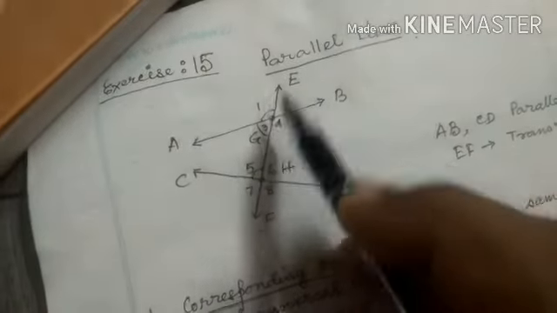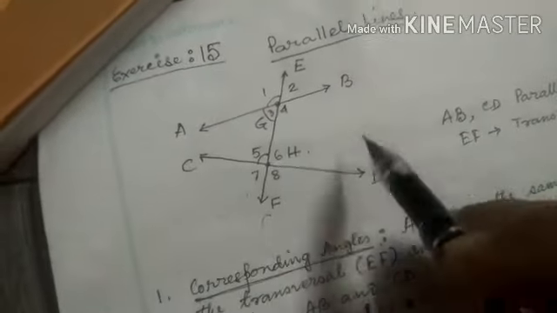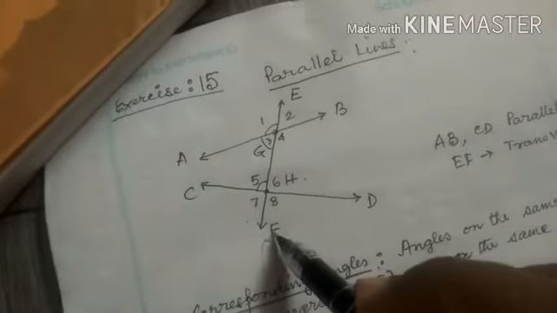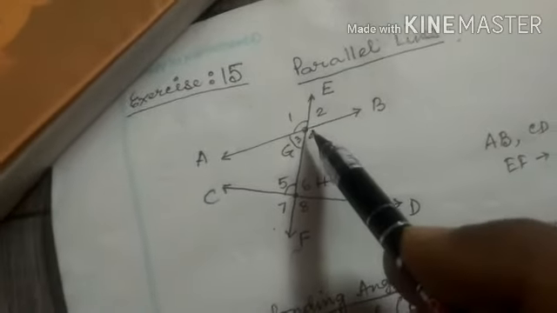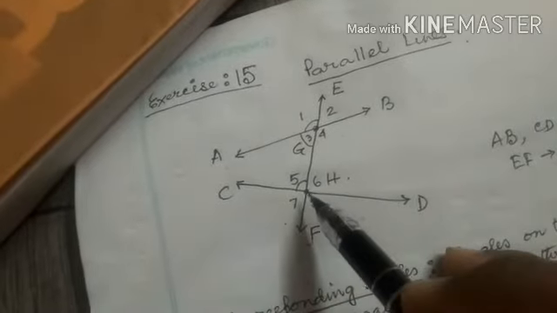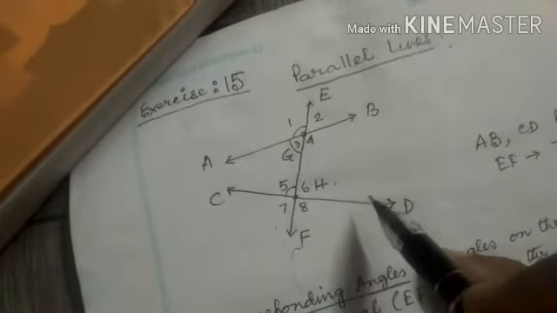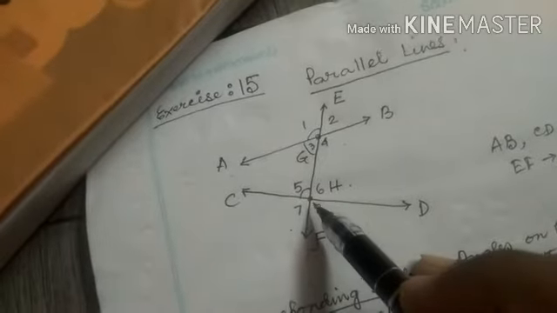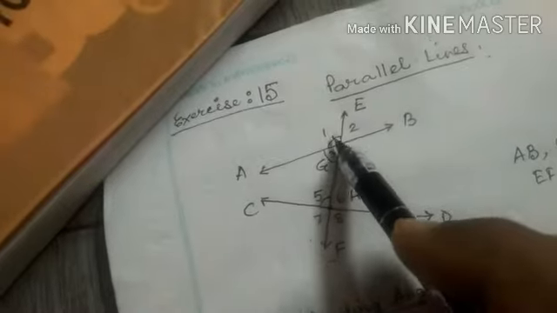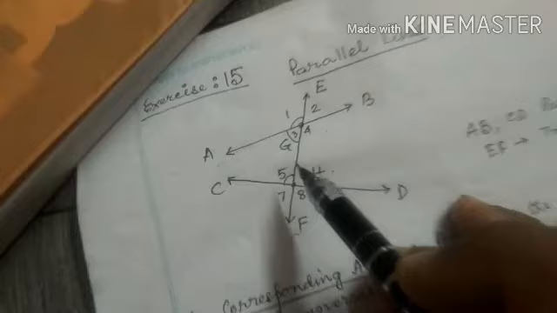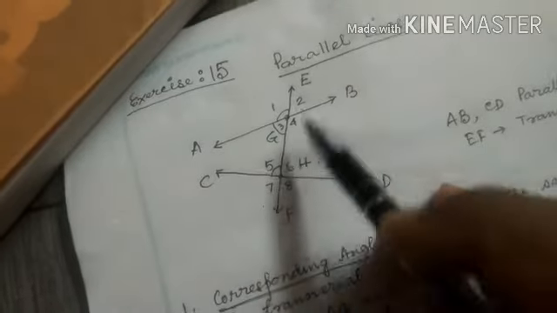Now AB and CD, just suppose two straight lines, and EF is a transversal that intersects AB at point G, and intersects CD at point H. Therefore they are creating eight angles: 1, 2, 3, 4 and 5, 6, 7, 8.